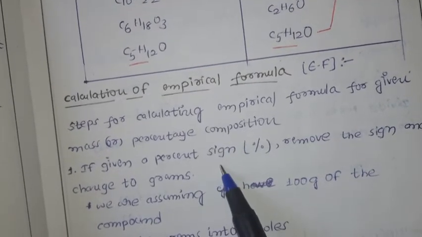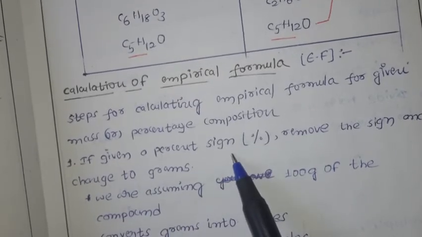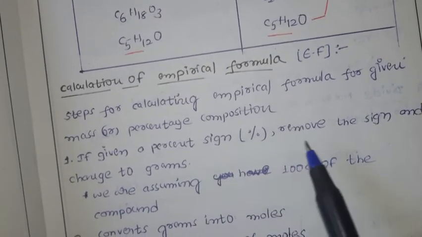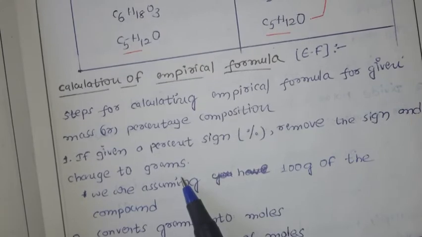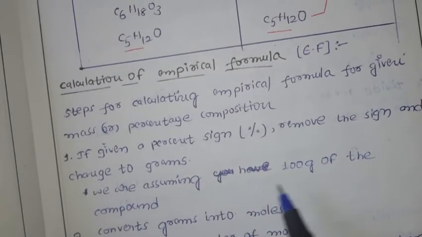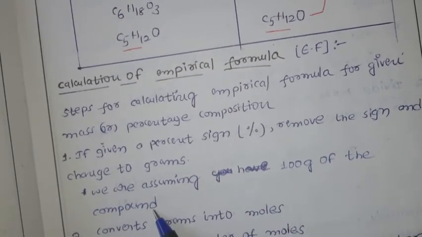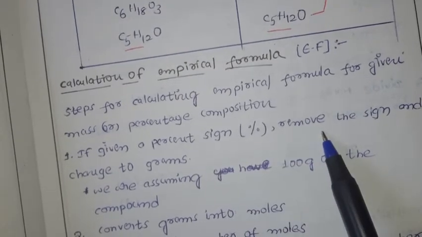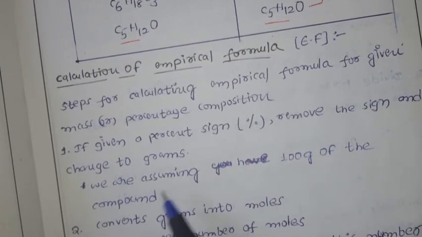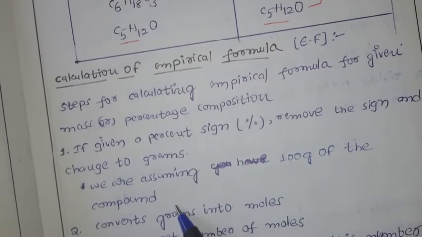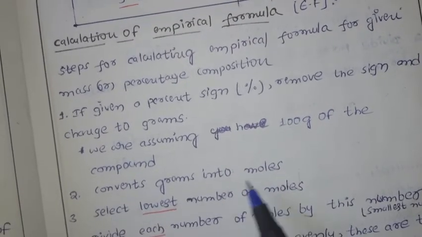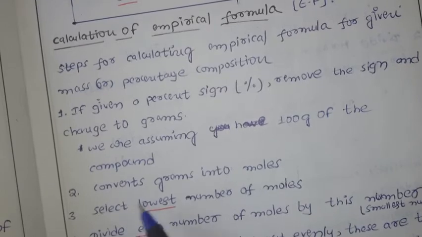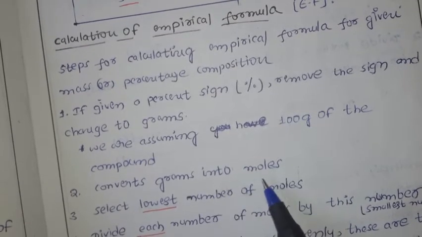So the first step is what? If a percentage sign is given, remove the sign and change it into grams. We are assuming 100 grams of the compound, so simply we remove the percentage sign and write it as grams. Why? Because we are assuming 100 grams of compound is there. Second is what? Convert grams into moles. So the second step, we convert the grams into moles.